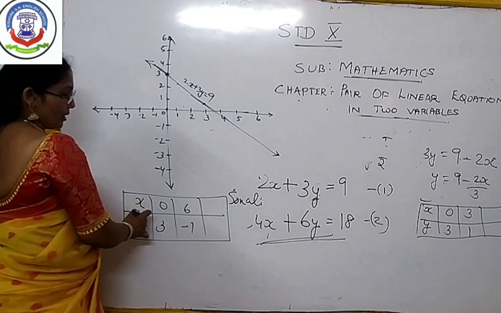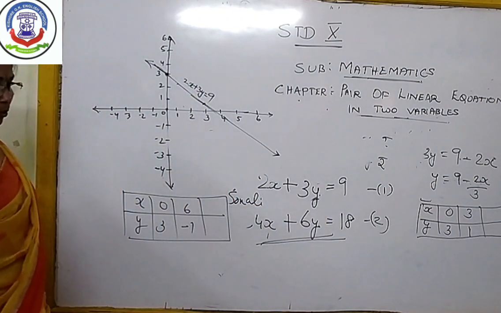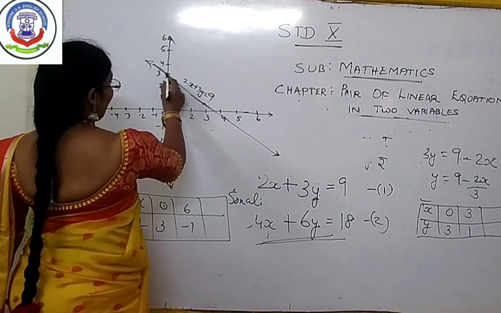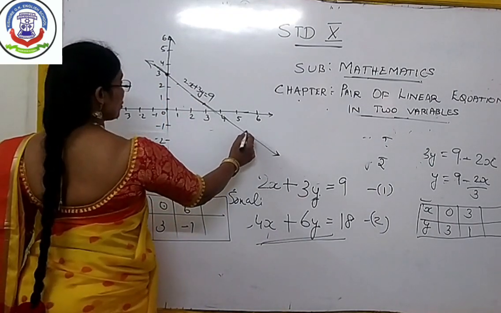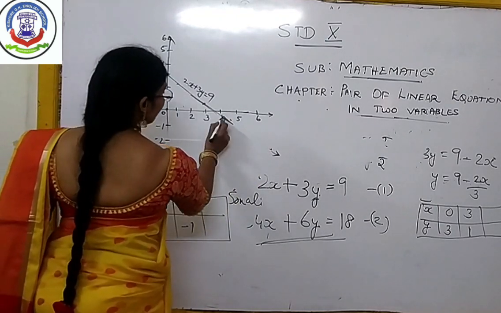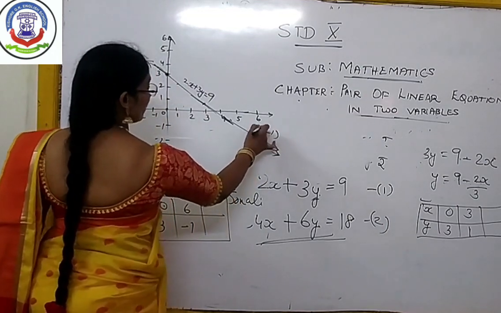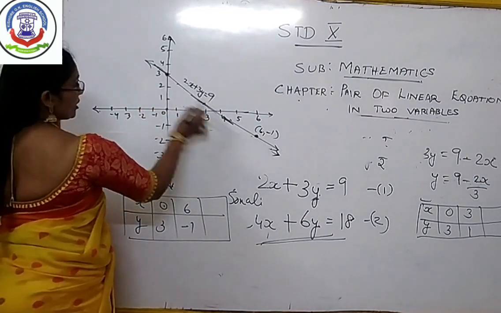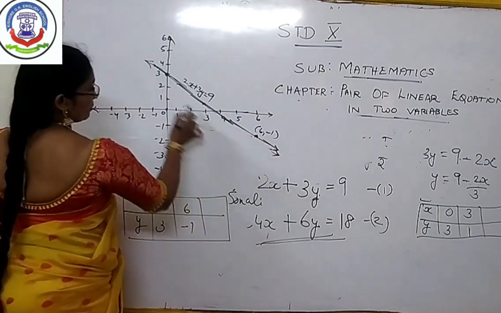Now, for the second equation, that means 4x plus 6y equal to 18. Two coordinates you have already got. Which are they? (0, 3) and (6, -1). (0, 3) again here only. (6, -1) means it is also going to come here. Six and minus 1. Okay. So when you draw (0, 3) and (6, -1), again you are going to get the same line only. Is it right?